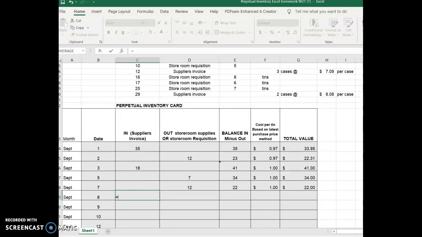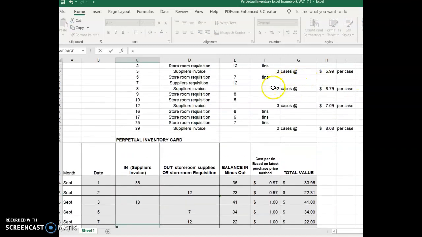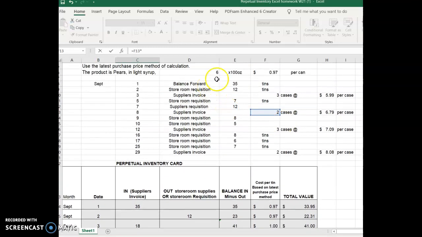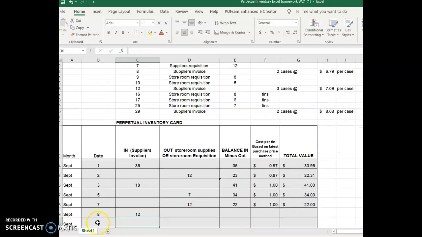So it's going to be 2 multiplied by 6 equals 12 tins in total. So then we're going to add our cell of 22 plus 12 more tins coming in. And that's going to give us a total of 34. Okay, so now we have to find a new cost per tin.